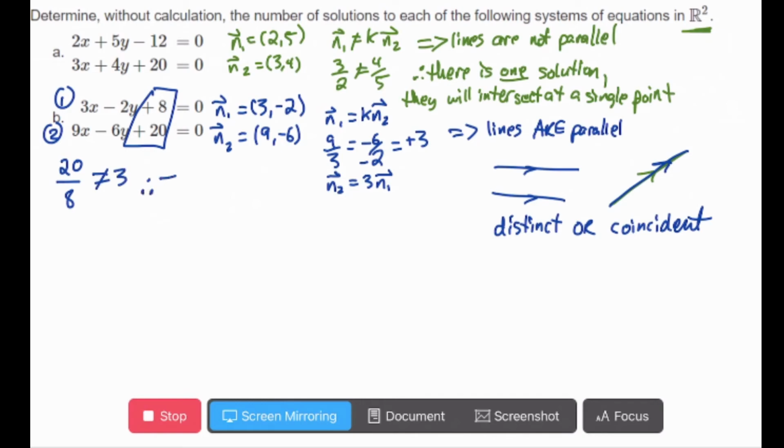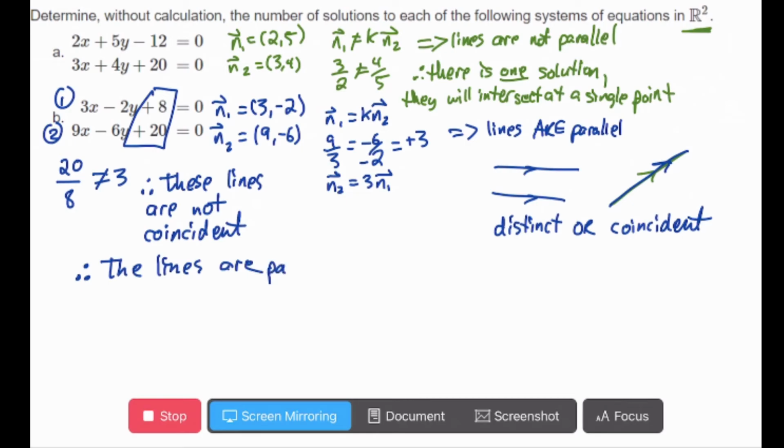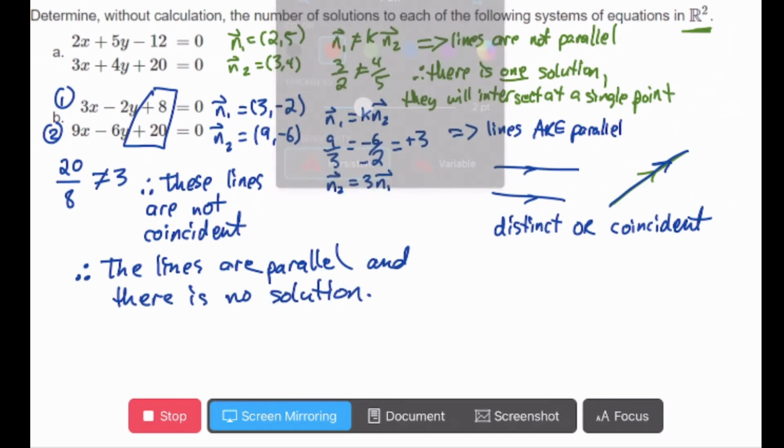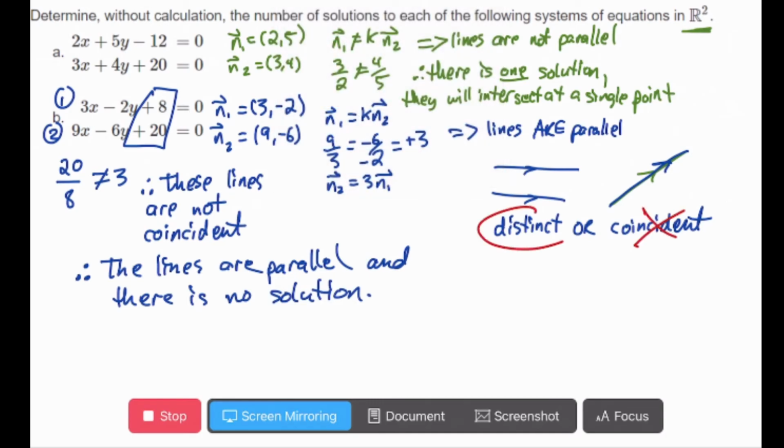Therefore, these lines are not coincident. Because if they were, that value would be the same as the value we had before, because there's no solution that allows this to be true. So therefore, the lines are parallel, and there is no solution. So this option is out the window. This is the option that we have in this situation.